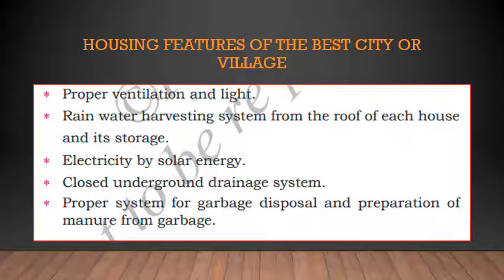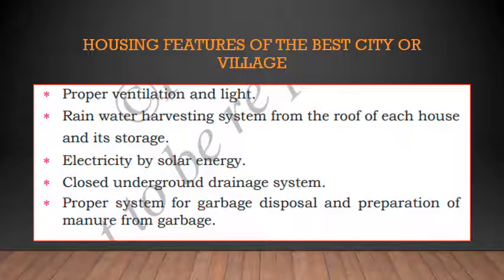The facilities that the best city residents or village residents must have are given here. Observe. Housing features of the best city or the village. Proper ventilation and light. If you're building the house, it should have proper ventilation, proper light. If the house is very dark, it's not good for the house or people living in that house, right? Then rainwater harvesting system from the roof of each house and its storage. It is also an important thing.